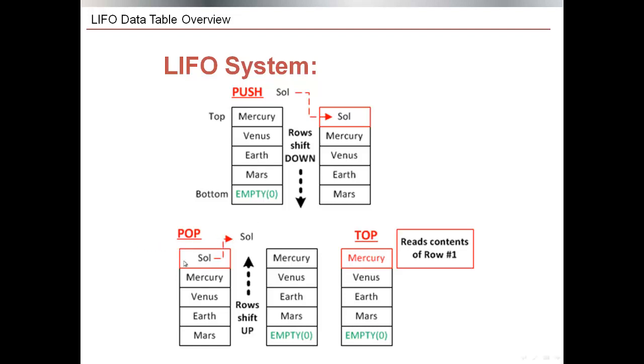Here, a table is full. The pop operation is performed. The topmost row is removed from the table, and all the other rows are shifted upwards.